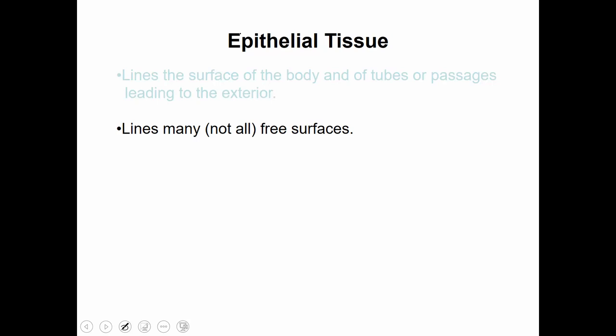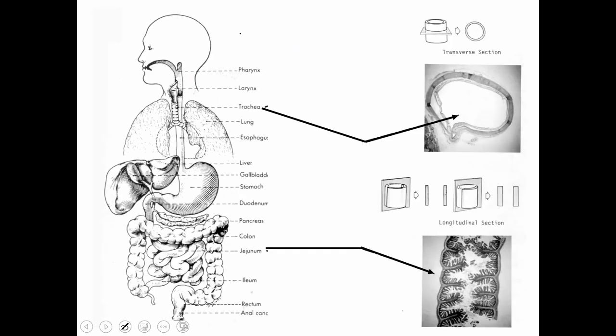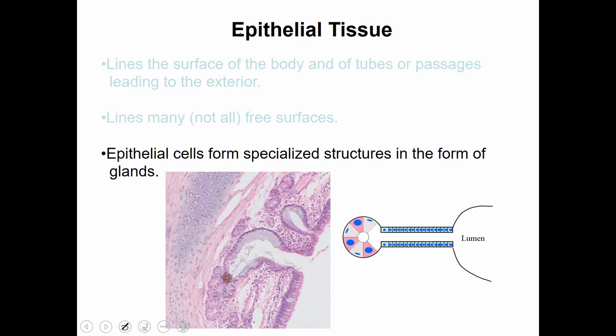So epithelial tissue not only lines the surface of the body, but lines many of the free surfaces of the outer wall. So for example, in the digestive tract, if this is the luminal area, and this is all epithelial tissue, out here, which is freestanding, is an epithelial layer known as the mesothelium, okay, which is a simple squamous epithelium. Epithelium forms specialized structures in the form of glands, and we just talked about that. So if this is the lumen, this is the duct, and this is the secretory component of glands. So glands secrete the material into the secretory portion of the gland, and that material travels through the ductal portion of the gland into the lumen. Okay? So that kind of gives you a flavor.